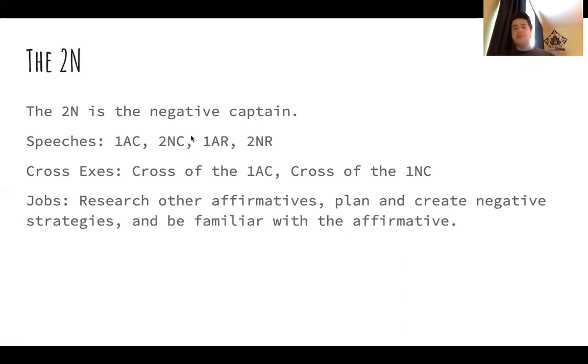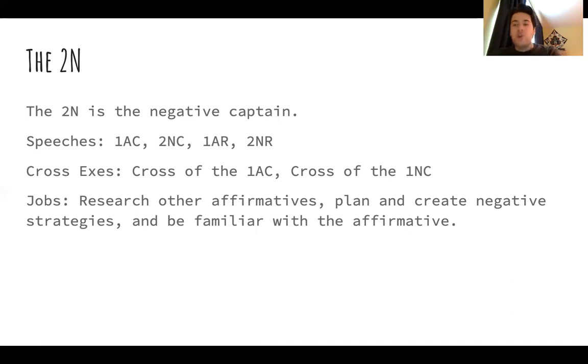But if that doesn't appeal to you, you can always look at the 2N or the negative captain. This person gives the 1AC, the 2NC, the 1AR, and the 2NR. When they're cross-examining, they cross-examine the 1AC and the 1NC. And their job is, one, to research all the affirmatives that you're not running, right? Because if you're the negative captain, you need to understand what you're going to do on negative against basically any affirmative. And you should be planning and creating negative strategies.